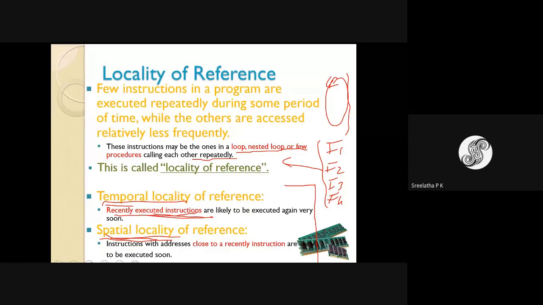So what is spatial locality of reference? The instructions which are close to the currently executing instruction are placed in the cache memory. What is that called as?